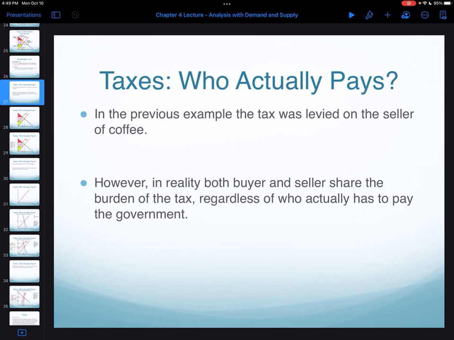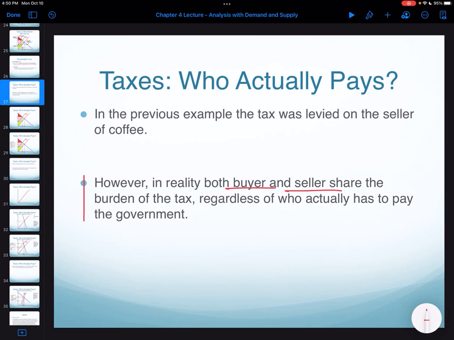Now it turns out no matter who is taxed, both buyer and seller end up sharing the burden of the tax. So that's why I have this note written here. In reality, both buyer and seller share the burden of the tax, regardless of who actually is taxed, whether it's the buyer or the seller, because the price adjusts in the market so that buyer and seller actually share this tax. So what do I mean?